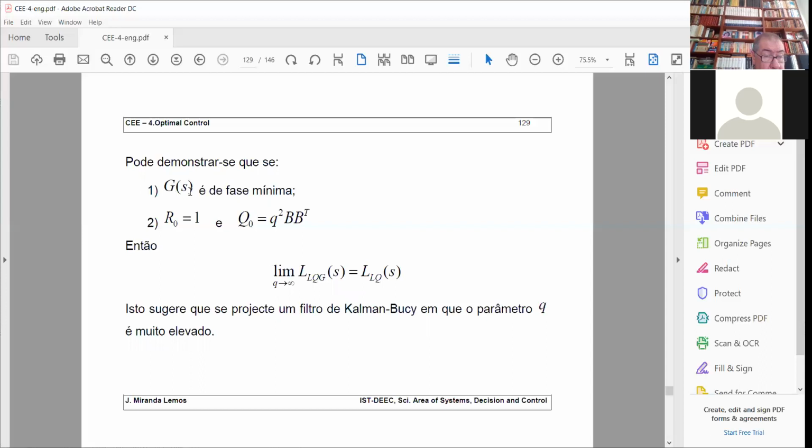Now, for minimum phase plants, you can just make R0 equal to 1 and select Q0 according to this expression, where this small q is selected with a big value. So when q, small q, goes to infinity, the loop gain of the LQG converges to the loop gain of the LQ controller. Okay. So let me show you one example.